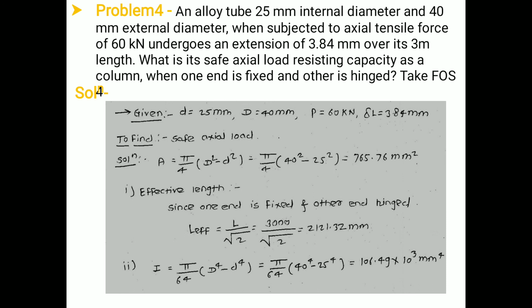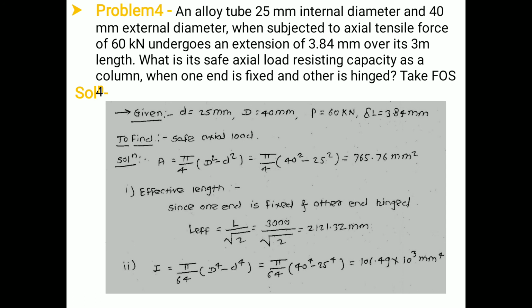As per the given data, we have an alloy tube which is 25 mm in internal diameter and 40 mm external diameter. It is subjected to a tensile force of 60 kilonewton. Remember that it is not a crippling load, it is a tensile force. Due to that 60 kilonewton load, the extension of the alloy tube is 3.84 mm over the length of 3 meter. We have to find out the safe axial load. Again, it is given by crippling load divided by the factor of safety. So first of all, we will require to find out the value of crippling load.